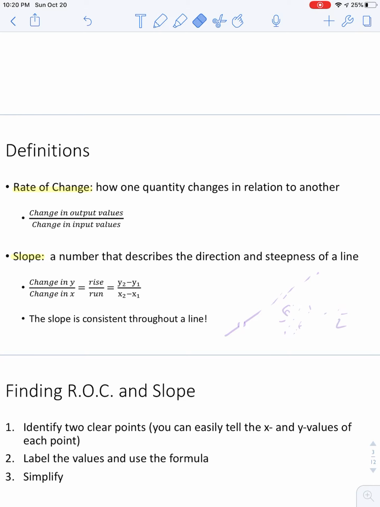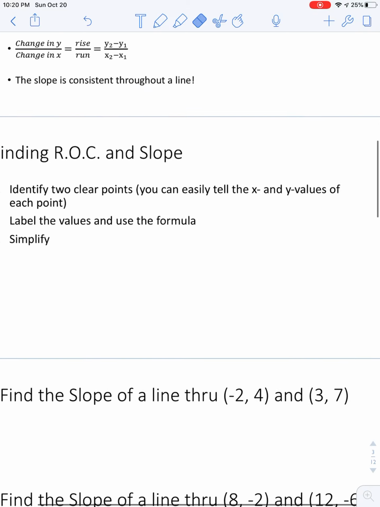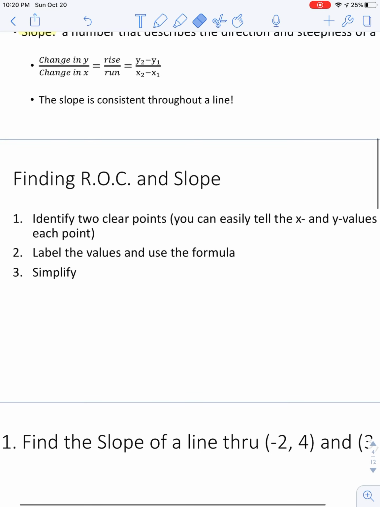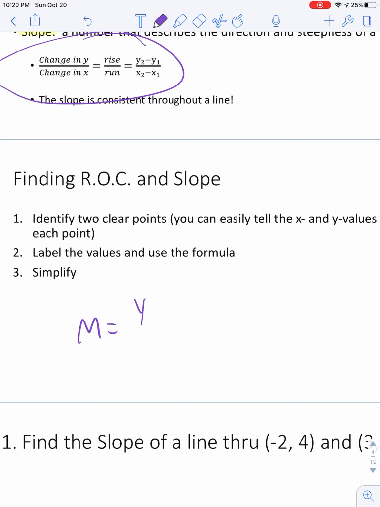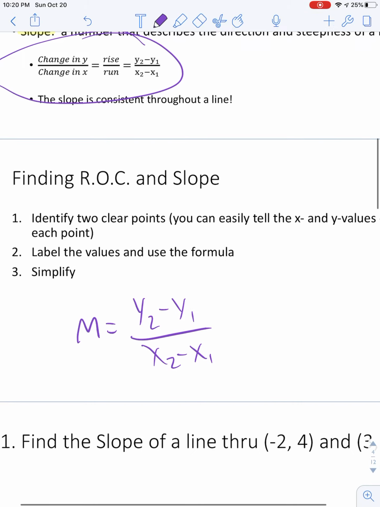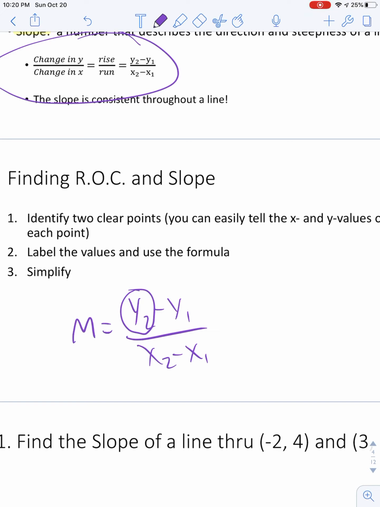Okay? So with that said, the process for finding the slope or the rate of change is pretty simple and pretty consistent. We're always going to use what's called the slope formula, which I have written up here, but I'm going to put it right here too, just to keep reiterating it. It's y2 minus y1 over x2 minus x1. That means the second y minus the first y over the second x minus the first x.